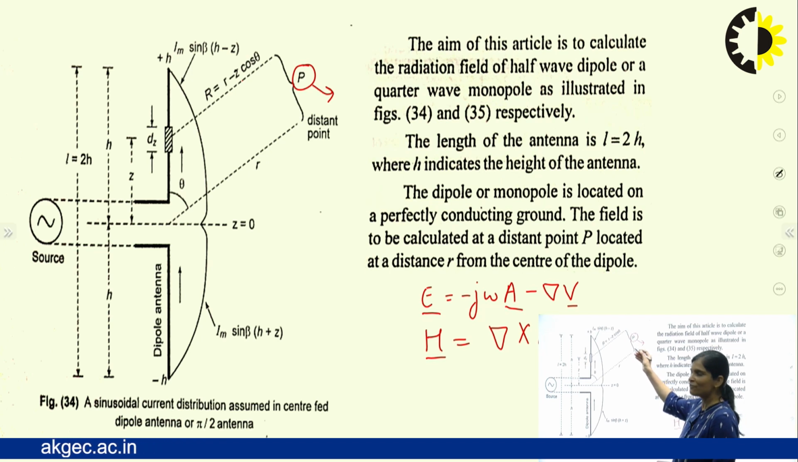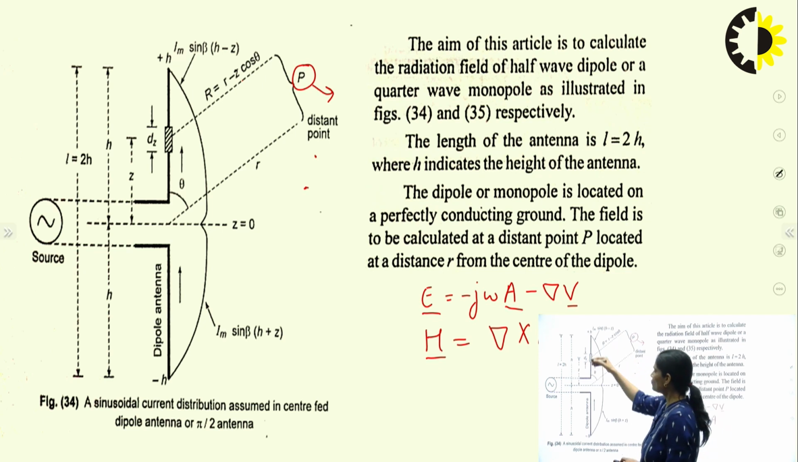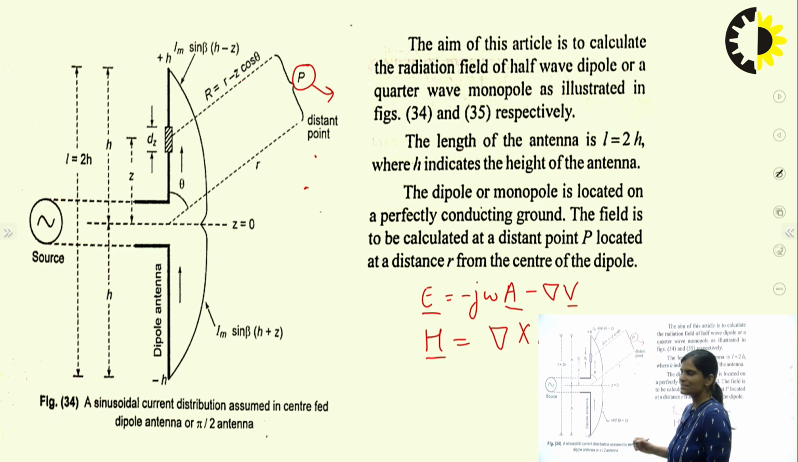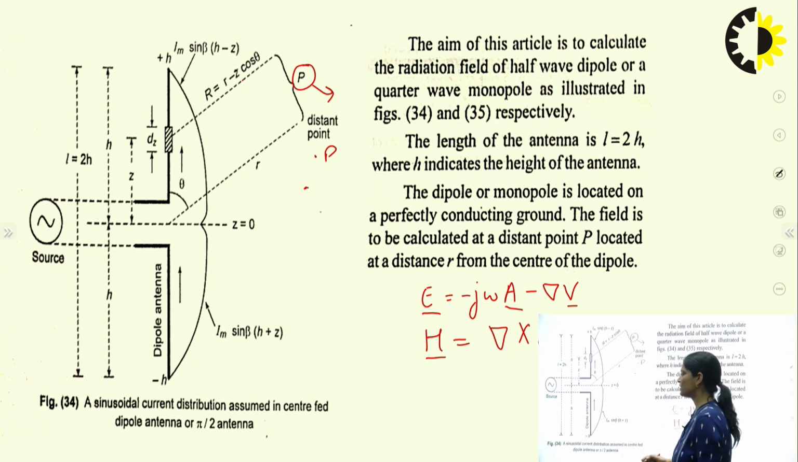Why are you finding average power? Because you are considering this point here, but you can consider this point P to be somewhere else, and then some different power is there. If you consider this point P, some power is there. So, you are considering here the average power at this point P, and you have to calculate the average power.